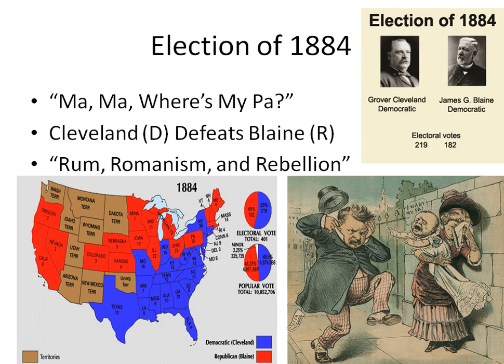Now, this was picking on the religion that many people in the Democratic Party had, which of course was Catholicism, and this made the conservative Catholics angry enough that they put aside their anger over Cleveland's personal behavior and instead voted for him. And as you can see there, Cleveland beats Blaine 219-182, and for one of the only two times between 1860 and 1914, we have a Democratic party member elected to the presidency.